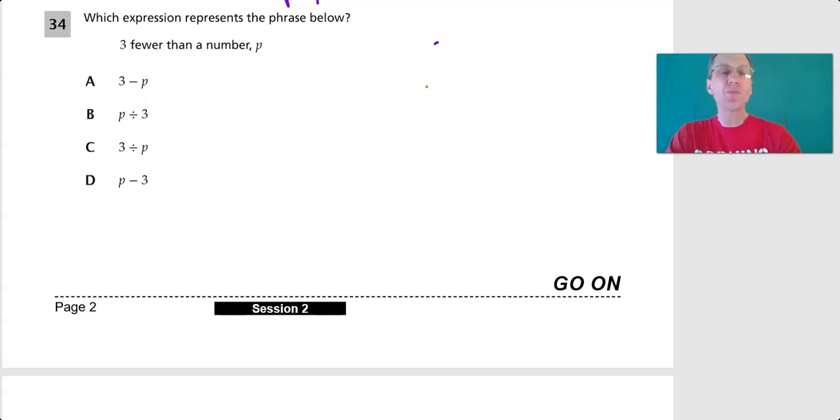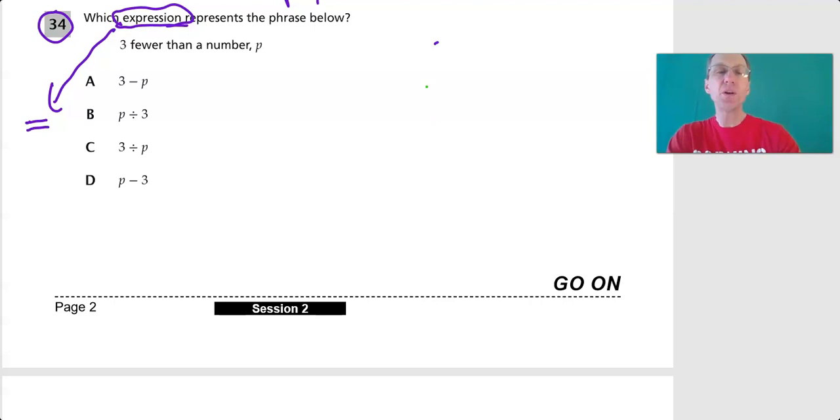Okay, 34. I just moved down to 34 down here. So which expression, we talked about that. An expression is not like an equation. If you notice along here, it does not have an equal sign. So they're kind of picky on things like this. When you take a test or a state test, if it says expression, just don't use an equal sign.